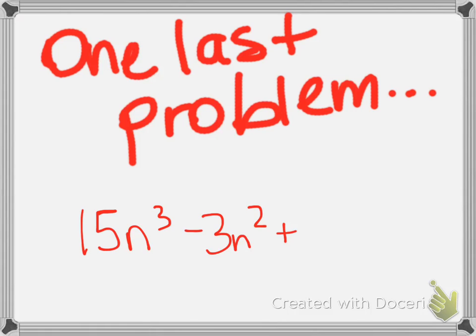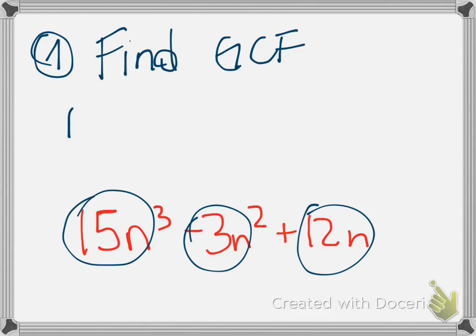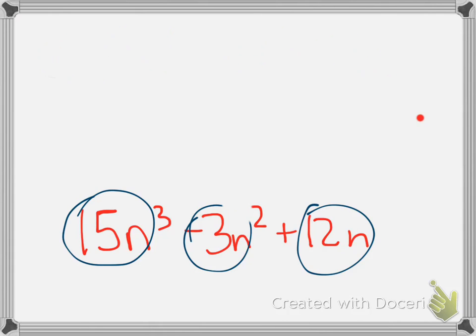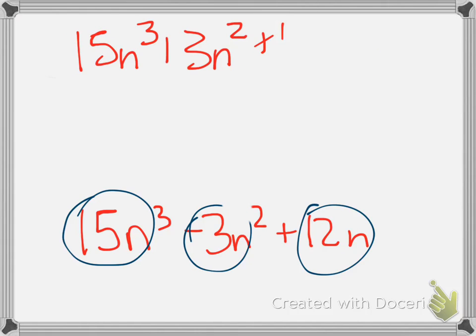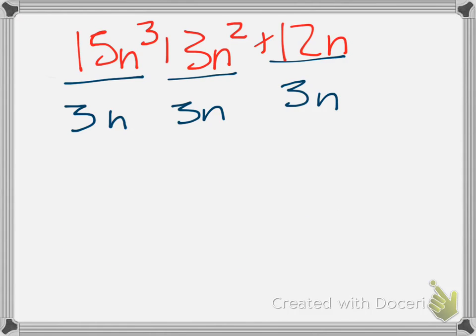So we will now do one last problem. We've got another polynomial, but this time with 3 terms: 15n cubed minus 3n to the 2nd power plus 12n. So first we need to find the GCF of the polynomial. The GCF is 3n. So we have the problem and divide each of the 3 terms by the GCF.